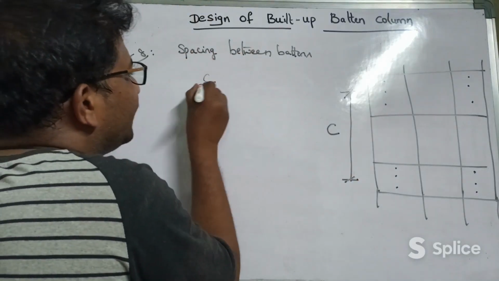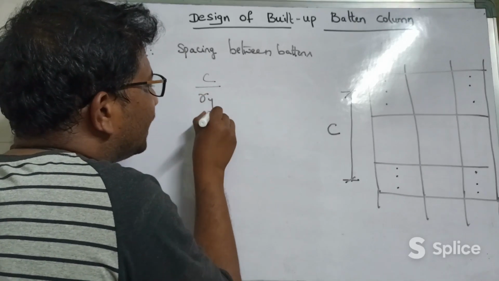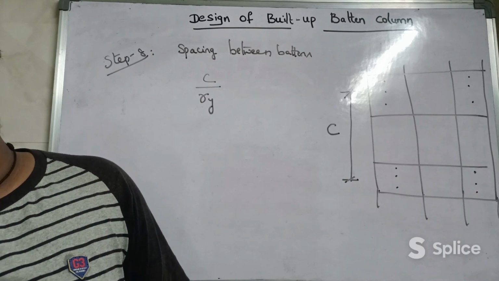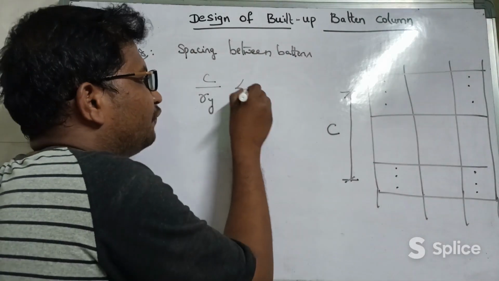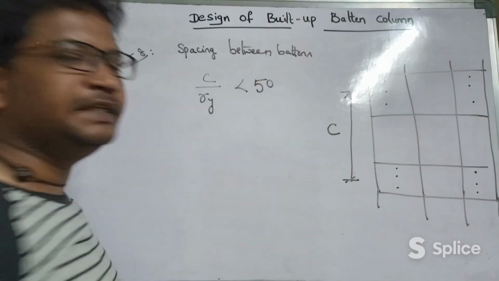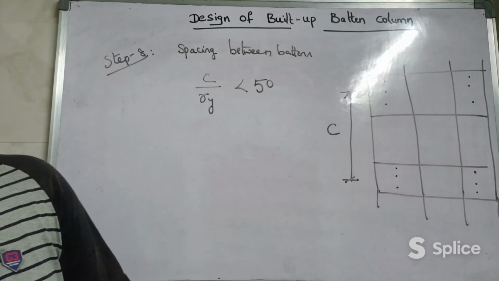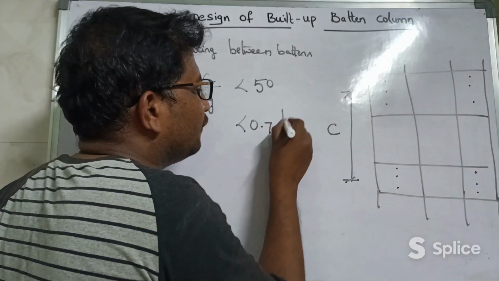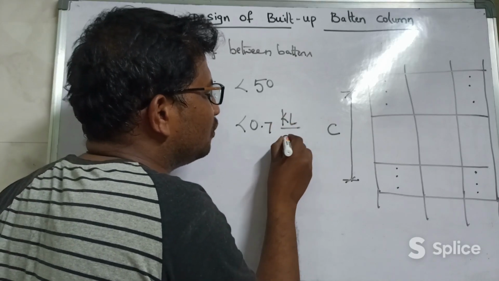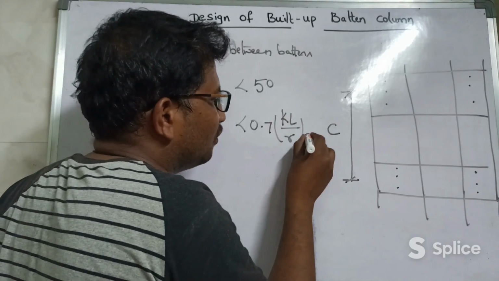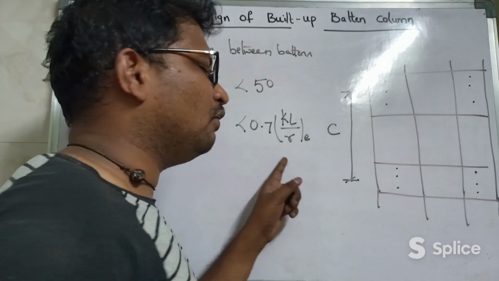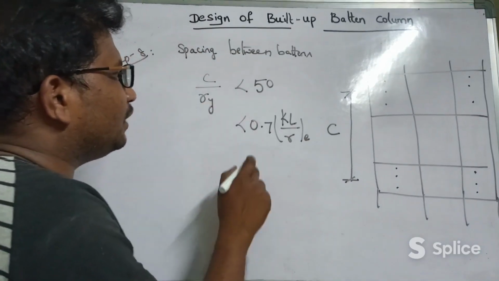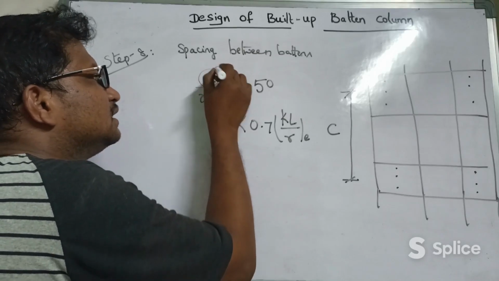C by Ry should be less than 50, or C by Ry should be less than 0.7 into effective length. This value we have determined earlier, right? Like this, we need to determine this C value.